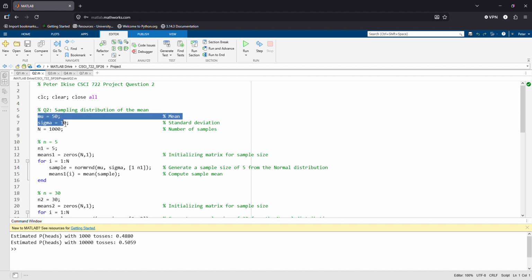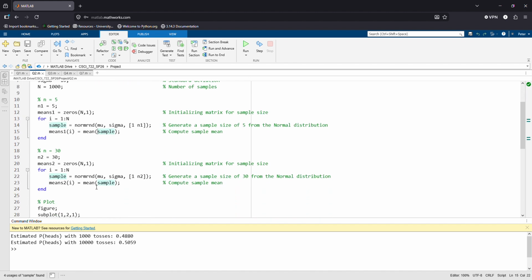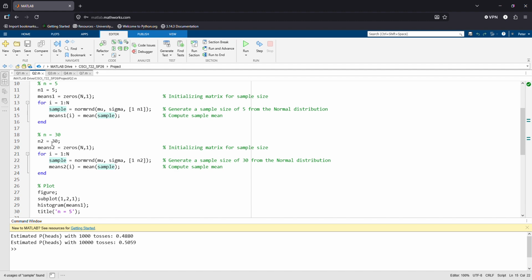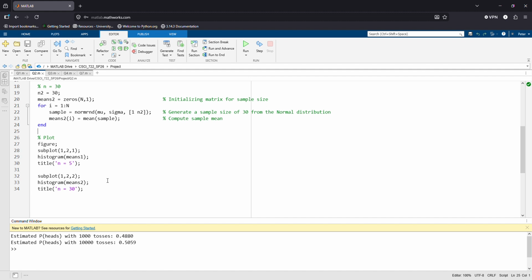Here I defined the parameters for the normal distribution. Here for the sample size of 5, I generated the sample and I calculated the mean. Here is for case 2, for sample size of 30. I did the same thing, generated the sample and calculated the mean. After which I plotted the histogram for both of them.